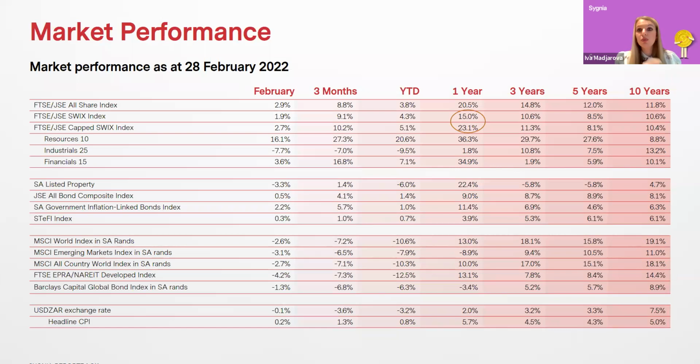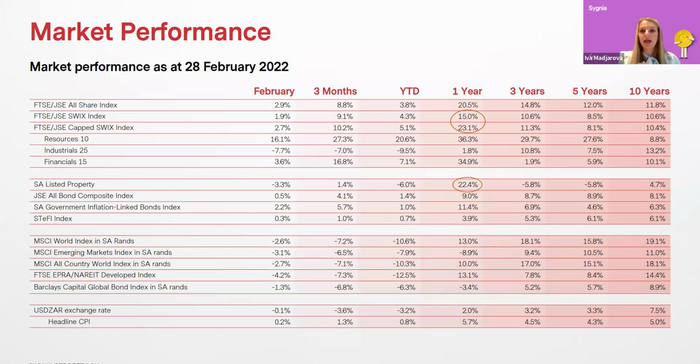Now, the SWIX was more exposed to Naspers and Prosus than the capped SWIX was, and that is why over this specific 1 year measurement period, we can see that the index that was more exposed to Naspers and Prosus was more affected than the index that was less exposed to them. So in the capped SWIX, the holdings of companies are capped, so you have a smaller exposure to those two shares. Over the long term, you can see that it has been better to be invested in the SWIX, and we continue to hold that view.